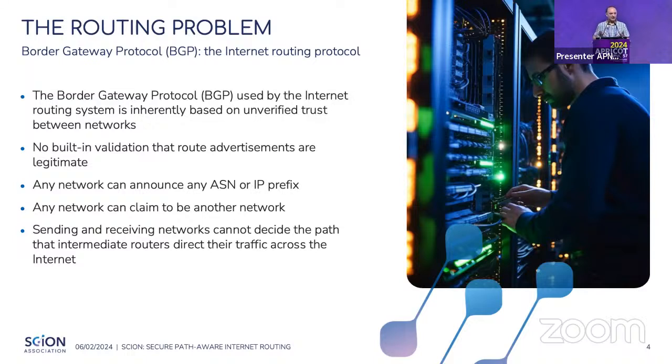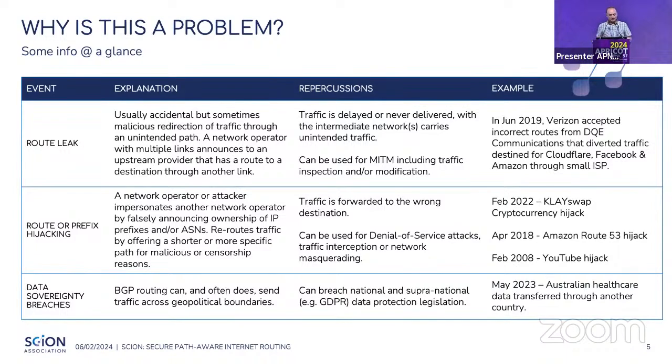is the interdomain routing protocol, but this is really based on unverified trust between networks. There is no built-in validation that the route advertisements are legitimate, and any network can announce any ASN or IP prefix. So in a sense, networks can masquerade as other networks. Another issue is that the sending and receiving networks can't always decide the path that the intermediate routers are sending their traffic across the internet. So that's an inherent issue.